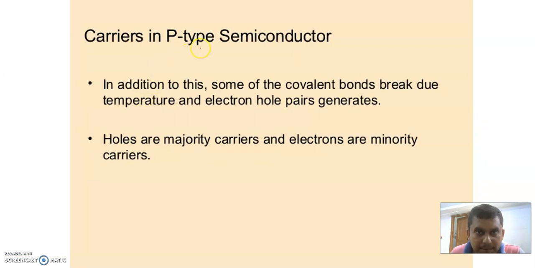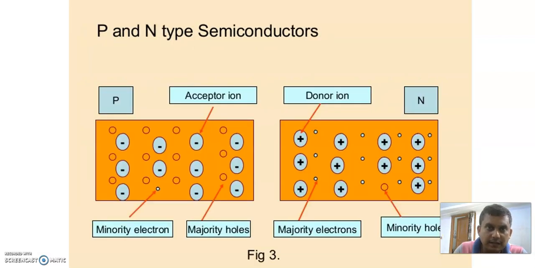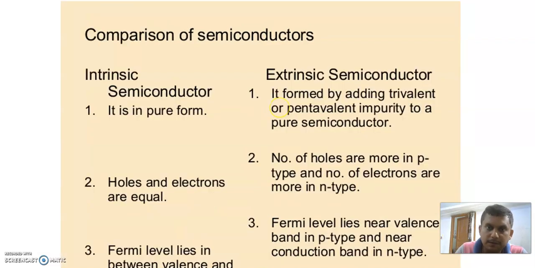Now, carriers in the p-type semiconductor. We know that in a p-type semiconductor, the majority charge carriers are holes and the minority charge carriers are electrons. This is the p-type semiconductor, and this is the n-type semiconductor. Both are neutral in nature. In p-type, the number of holes is more, and in n-type, the number of electrons is more. This is the comparison between the n-type and the p-type semiconductor. We have seen this slide before.